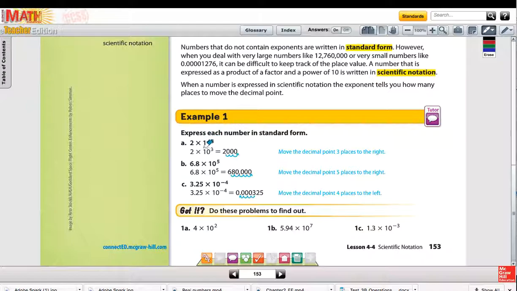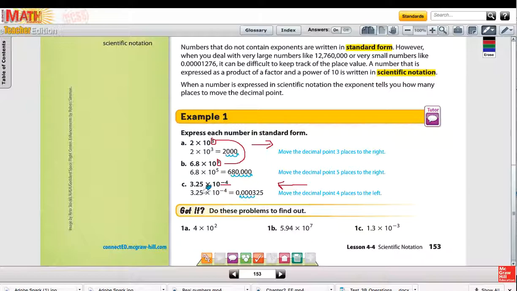When a number is written in scientific notation, we can easily put it into standard form by moving the decimal the number of places of the exponent. So that's going to be our key here. If the exponent is positive, we're going to move the decimal place to the right. And if the exponent is negative, we're going to move the decimal to the left.